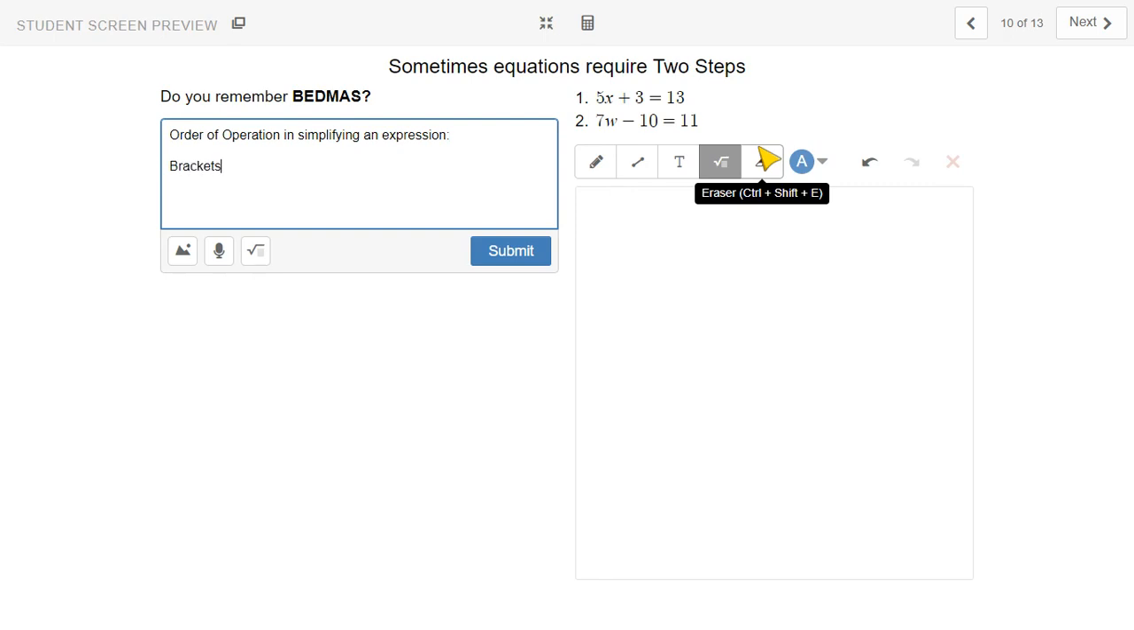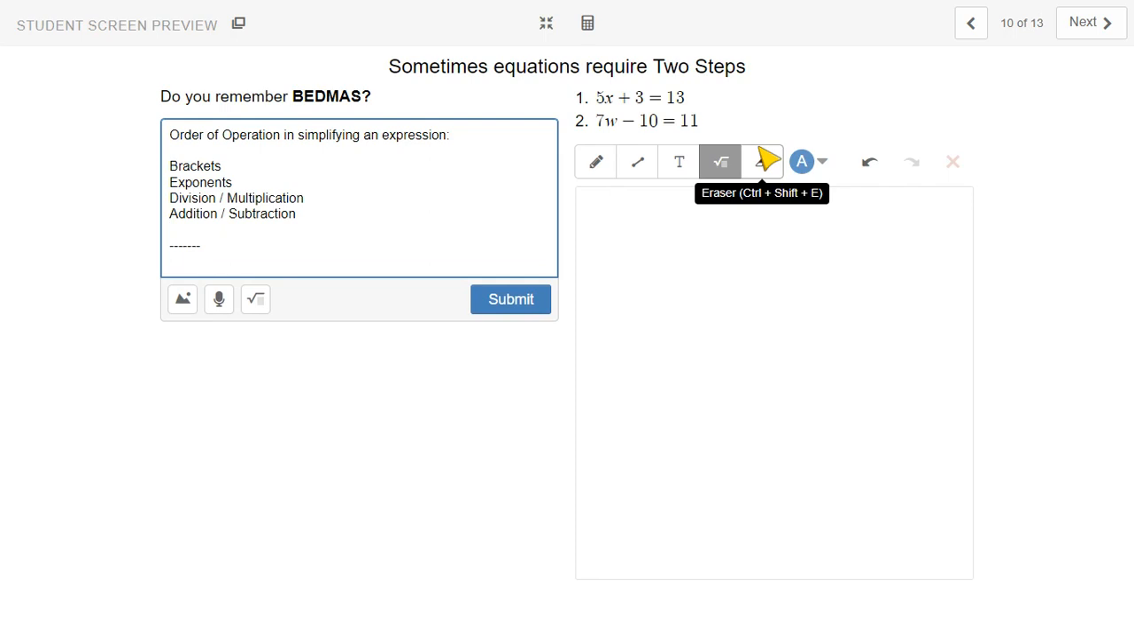B stands for brackets. We always did that first. Then we did the exponents. Division and multiplication were on the same level. We did it left to right. And same for addition and subtraction. We did things left to right.